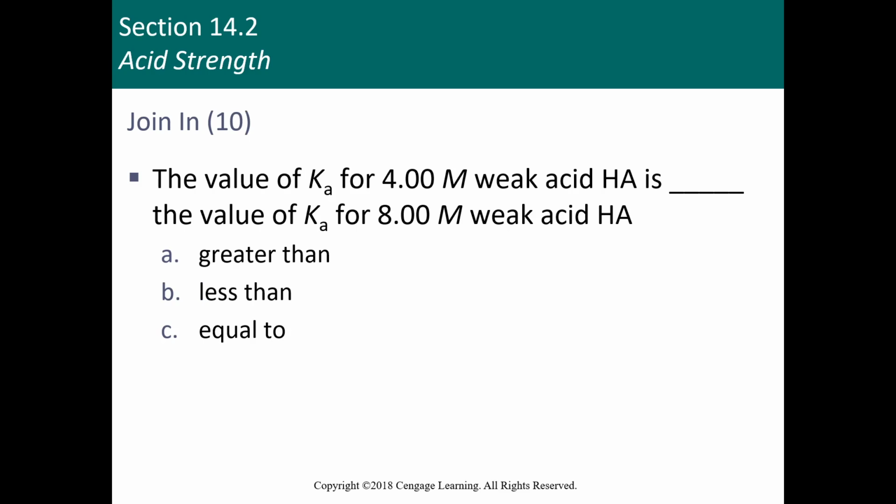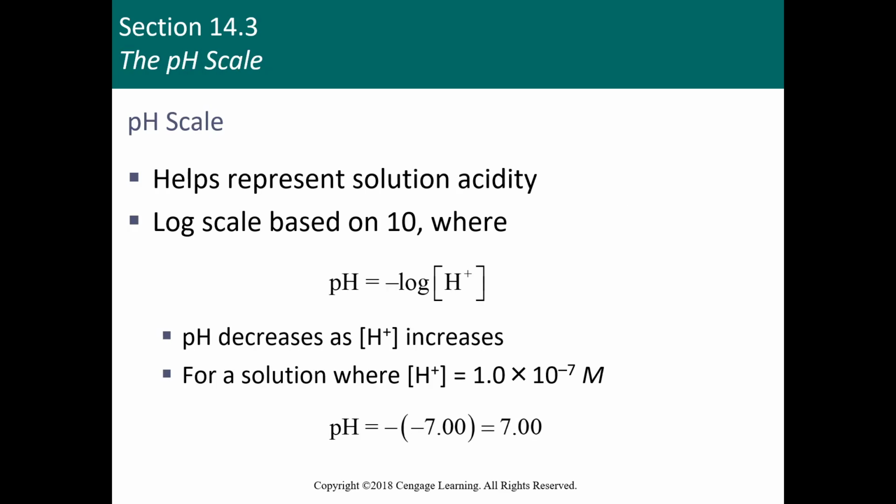The value of Ka for 4.00 molarity weak acid HA is blank. The value of Ka for 8 molarity weak acid HA is what? Alright, so if you remember anything about your Ks, you remember that the position does not matter. Whatever concentration you start with, whatever concentrations at equilibrium, for any given equilibrium, that Ka at the same temperature is the same. So Ka is Ka. It doesn't matter 4 molarity, 8 molarity, 12 molarity, none of that matters.